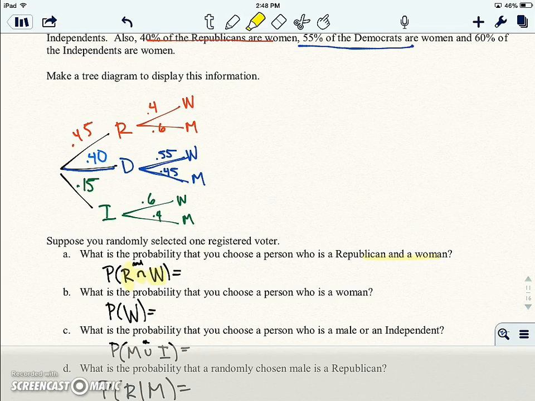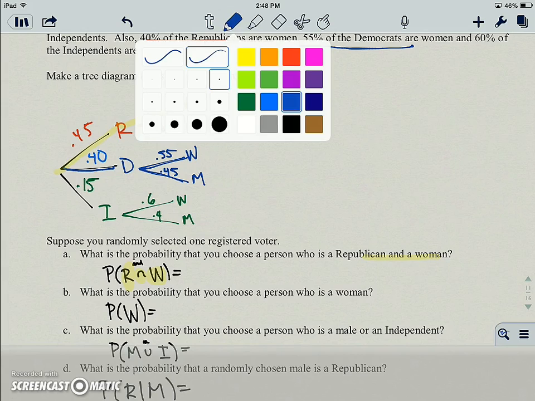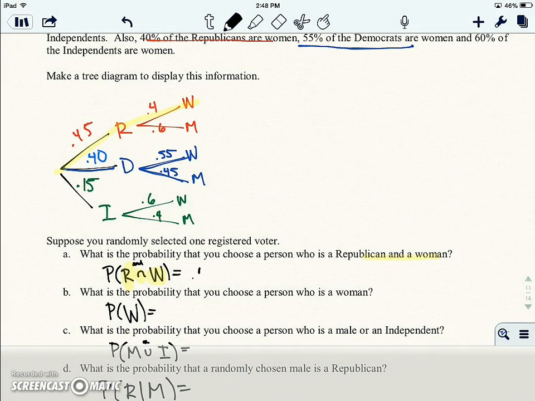And you're just going to go down the branch. The probability of being a Republican was 0.45. And then if you're Republican and you're a woman, then that's 0.4. So we follow down the tree using our rule of multiplication. 0.45 times 0.4, and you have an 18% chance of being both Republican and a woman.